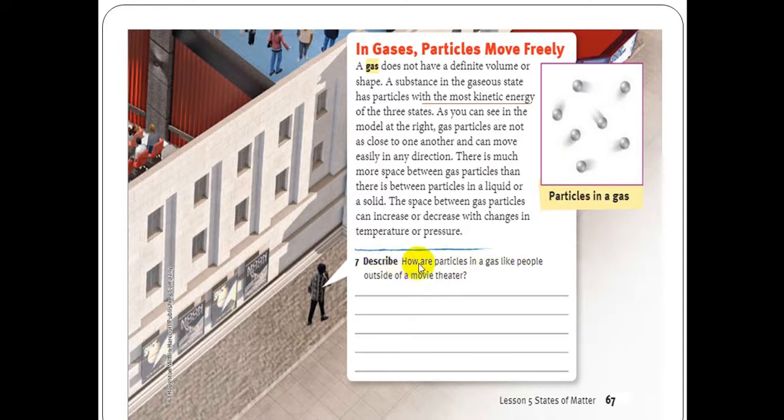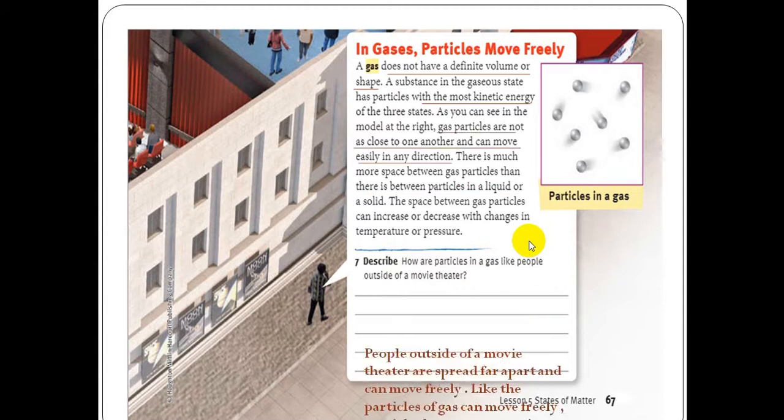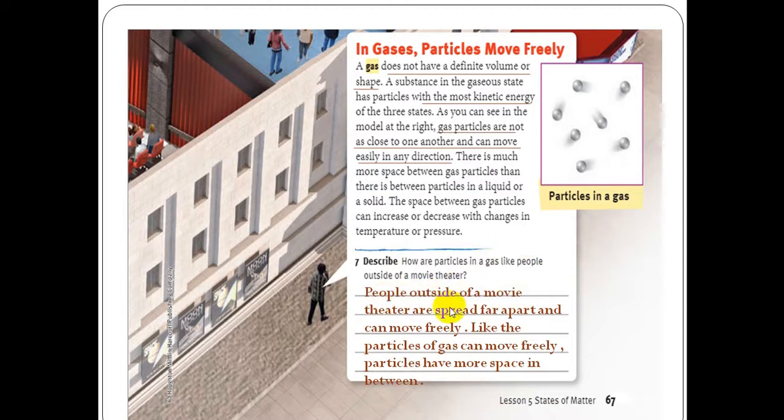In this question, how are particles in a gas like people outside the movie theater? How do people outside look like the gas? Let's see. People outside of a movie theater are spread far apart. People here are far apart and they can move freely. This person can move freely, like this atom, like the particles of gas can move freely. Particles have more space in between. And as we notice, we have a lot of space around this person, like here also, we have a lot of space around each particle.